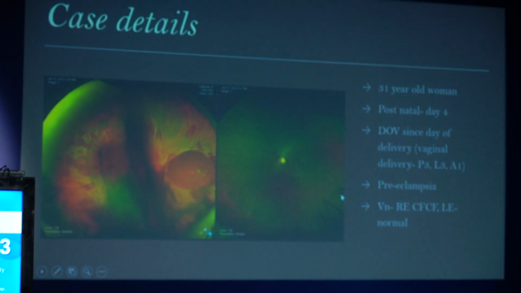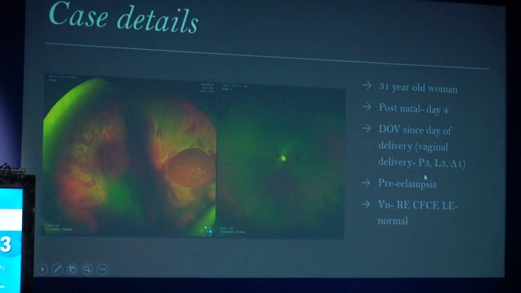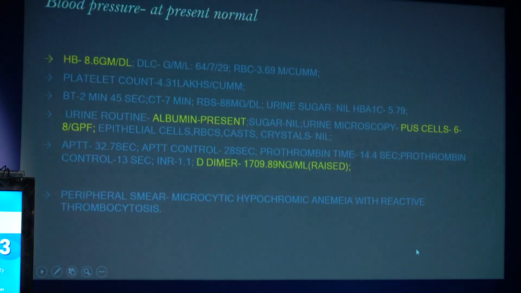This is the next case. 31-year-old woman, postnatal day 4. She had just delivered her third baby, and she had diminished vision since the day of vaginal delivery. So this was a case of preeclampsia. Right eye vision was just counting finger close to face. Left eye was absolutely normal.